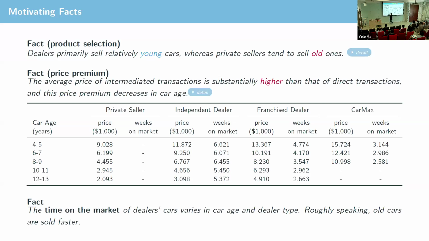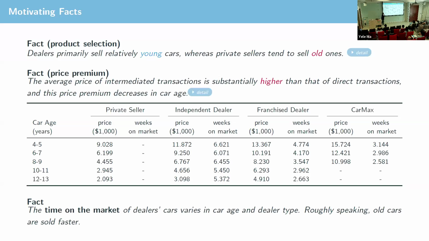And you can look at this pattern. You see in each age group, the dealer's car price difference compared to the private seller could be thousands. And when the dealer becomes bigger, in the sense from independent to franchise to CarMax, the price premium increases. This is true for each age group. But if you fix each seller's identity, or dealer's identity, when the car gets older, the price becomes lower.